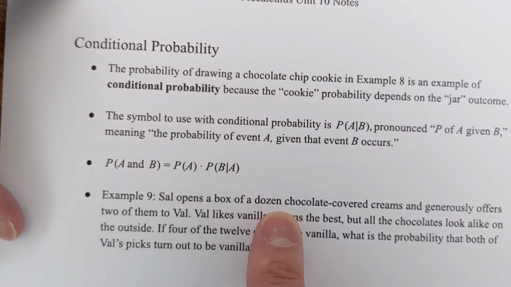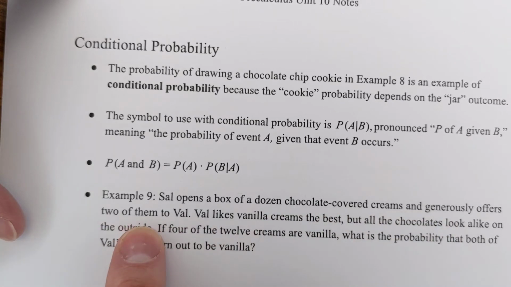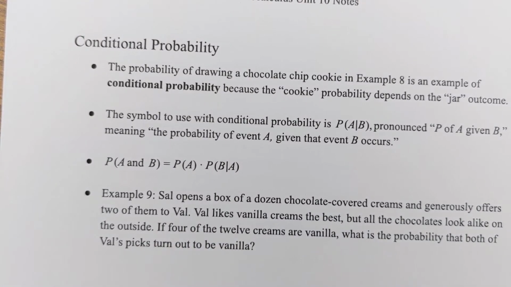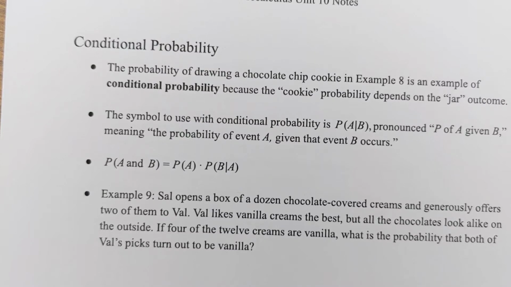So Sal opens a box of a dozen chocolate-covered creams, and Janice offers 2 of them to Val. Val likes vanilla cream the best, but all the chocolates look alike on the outside. 4 of 12 are vanilla. What's the probability that both happen? So let's see here.